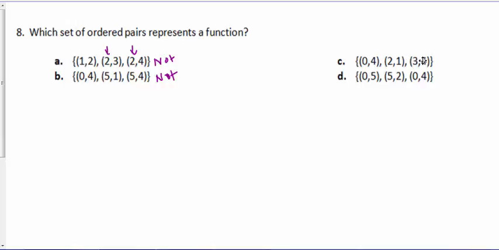0, 2, and 3. Okay. None of the x's repeated. So that would be my one function. Let's see if there's another one. 0, 5, and 0. Now 0 here has 5, and 0 here has 4. So that is not a function. Okay.